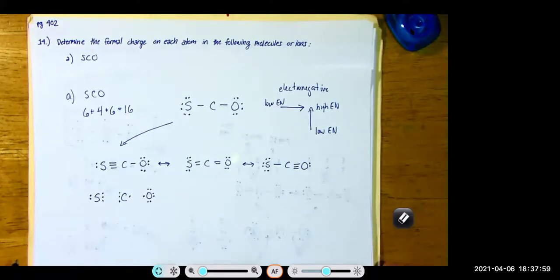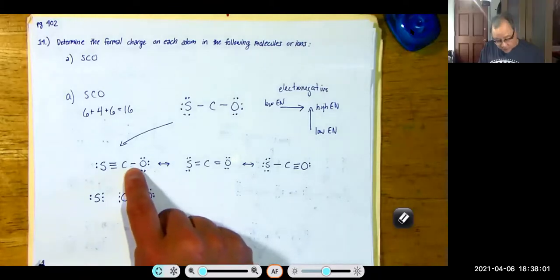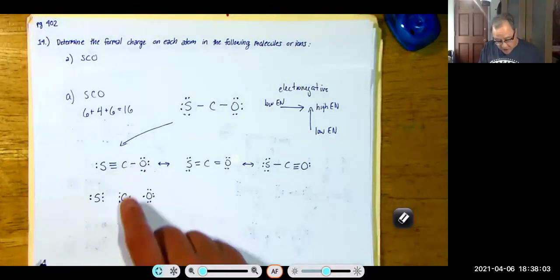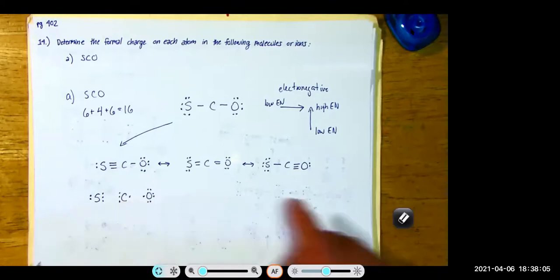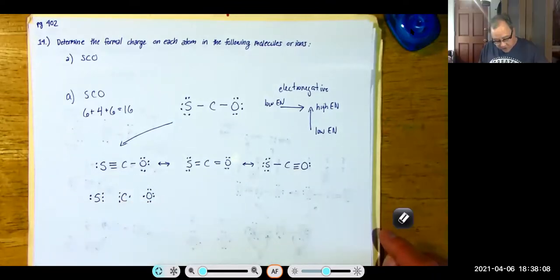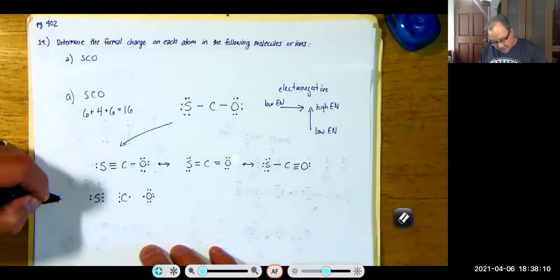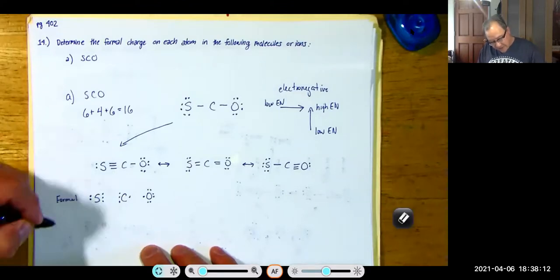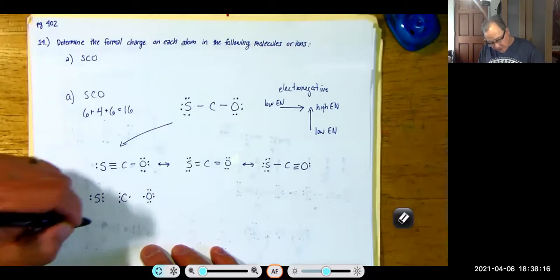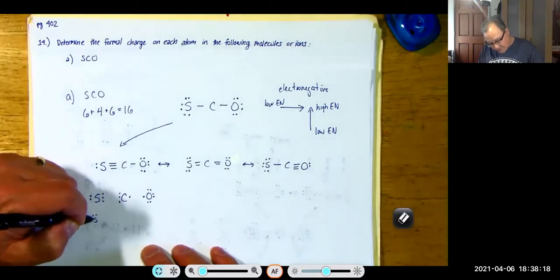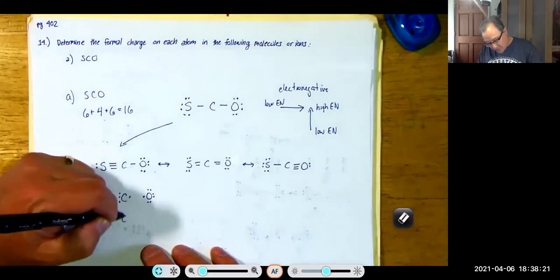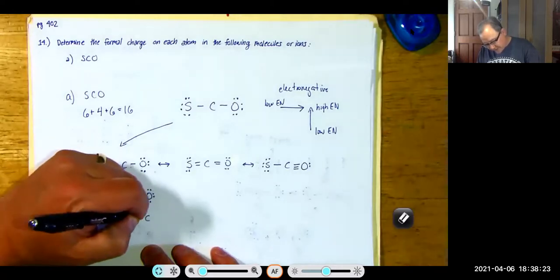This single bond is 2 electrons. What do I do with them? I put 1 on carbon and I put 1 on oxygen. So this is the formal assignment of electrons. Now the valence electrons: sulfur is this, 1, 2, 3, 4, 5, 6. Carbon is 4. Oxygen is 6.